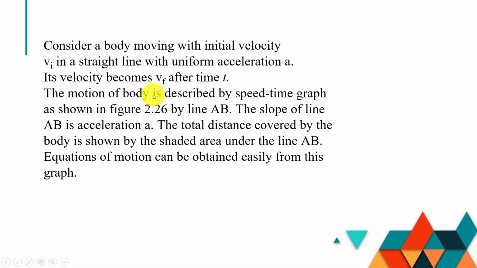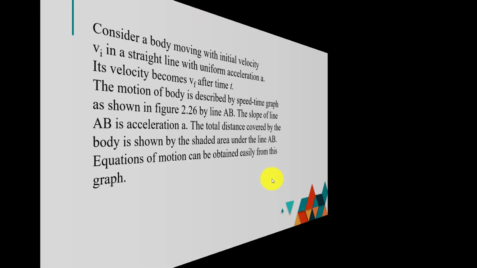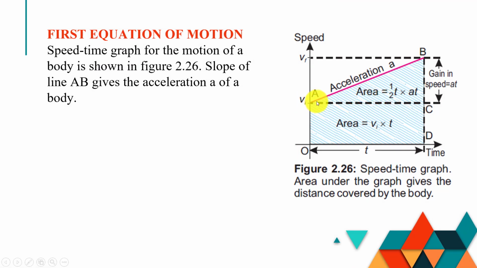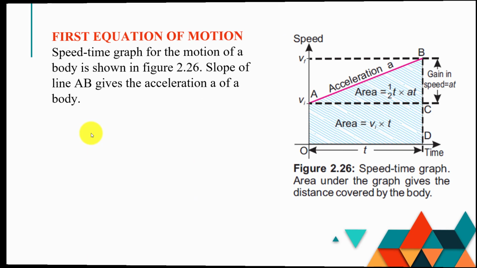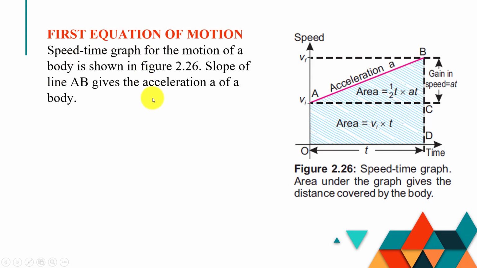So the motion of the body is described by a speed time graph as shown in the figure. As we have already discussed, the slope of line AB is acceleration a. The total distance covered by the body is shown by the shaded area under the line AB. This is the shaded area under this line AB. This whole shaded area will give us the distance of the body. Equations of motion can be obtained easily from this graph. Now we are going to calculate the first equation of motion.